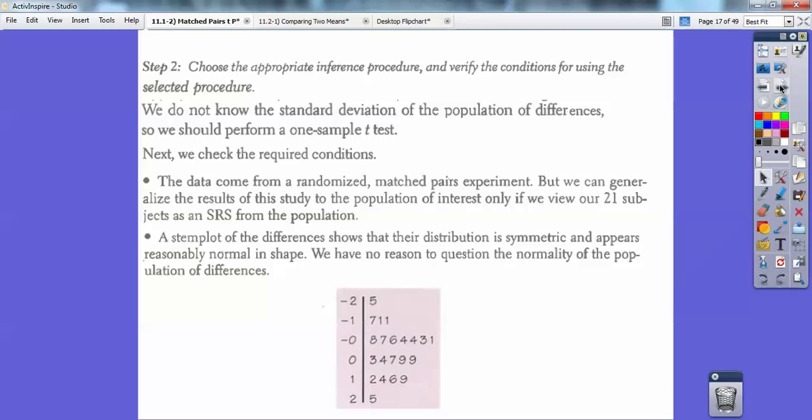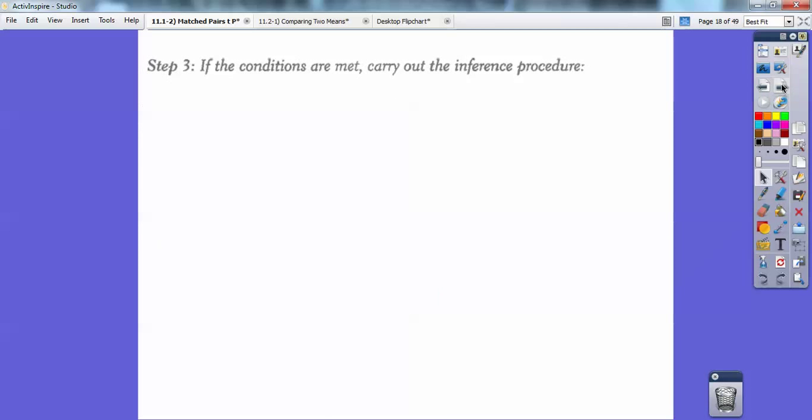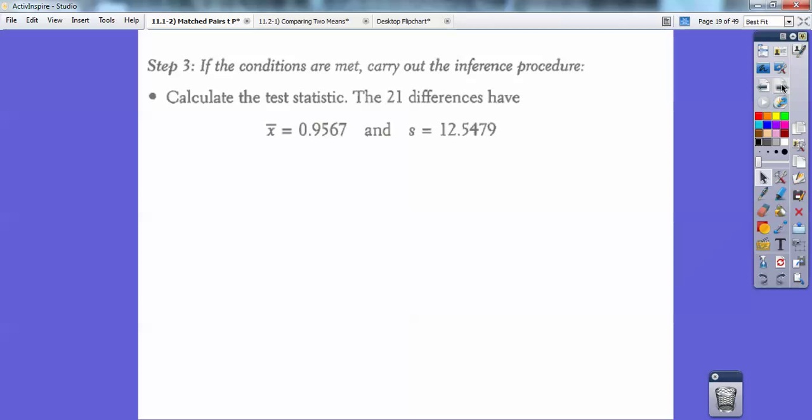Okay, so what do you do then? Then you draw a stem plot. With a stem plot, you just want to scope it out and see if it's bell-shaped and looks normal, and this is reasonably bell-shaped right here. So right here it says we have no reason to question the normality of the population of the differences, because it looks pretty good. So if the conditions are met, we're going to carry out the inference procedure.